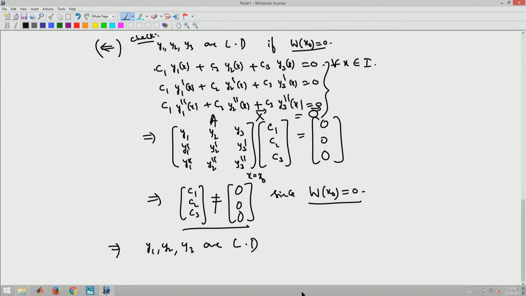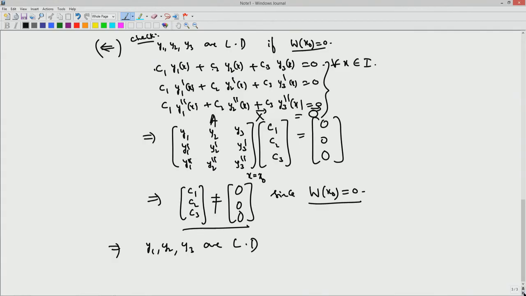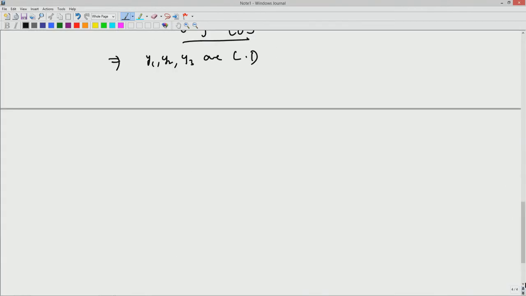So what is the third property you learned? The third property you learned for the second order systems is Abel's formula. So okay, the third property. Here also we work with n equal to 3. What is the Wronskian W of x? It is the determinant with rows y1, y2, y3, then y1 dash, y2 dash, y3 dash, then y1 double dash, y2 double dash, y3 double dash.